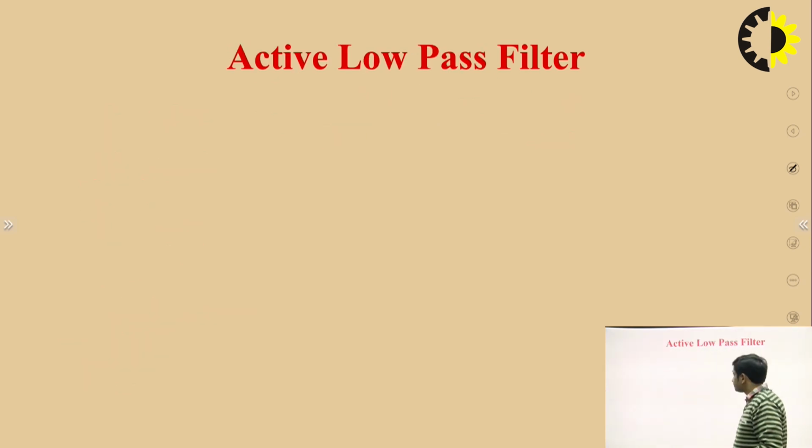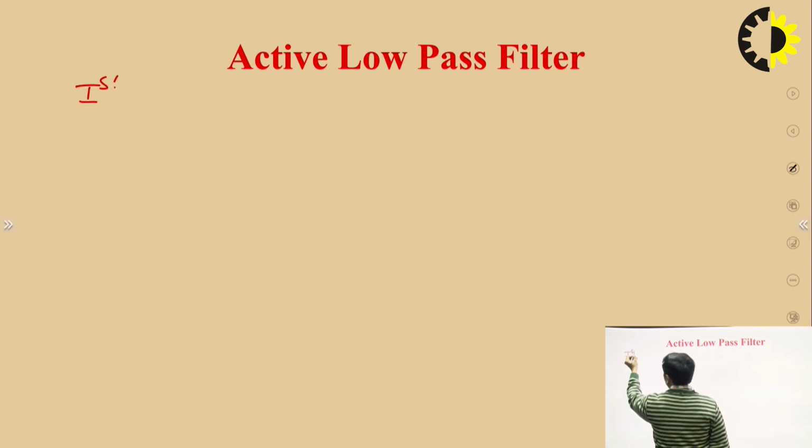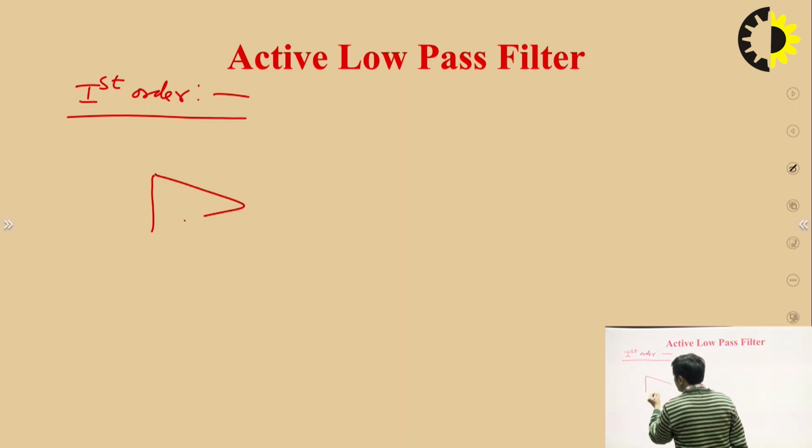Fine. Now coming to the active low pass filter, starting with the first order active low pass filter. What will be the circuit? Let's take an op-amp as an active element.